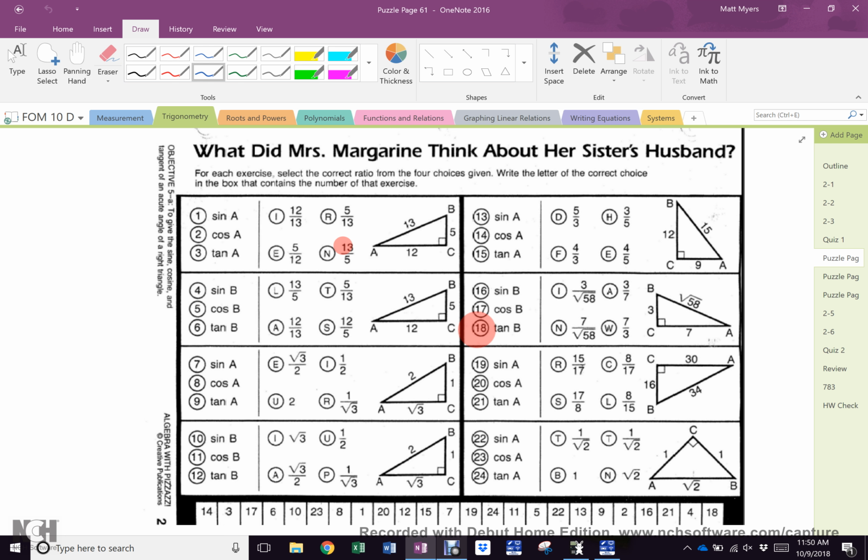Now, the first question says, find me the sine of A. Where is big A? Right there. Sine is what? Opposite over hypotenuse. What is opposite to A? 5. What is the hypotenuse? 13. So it's 5 over 13, yes? Yes. There it is, number 1. So every number 1 gets an R.